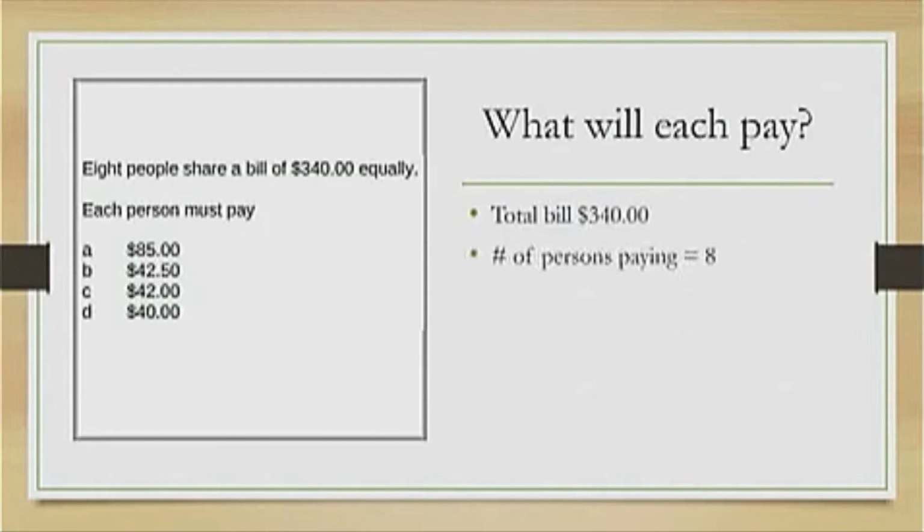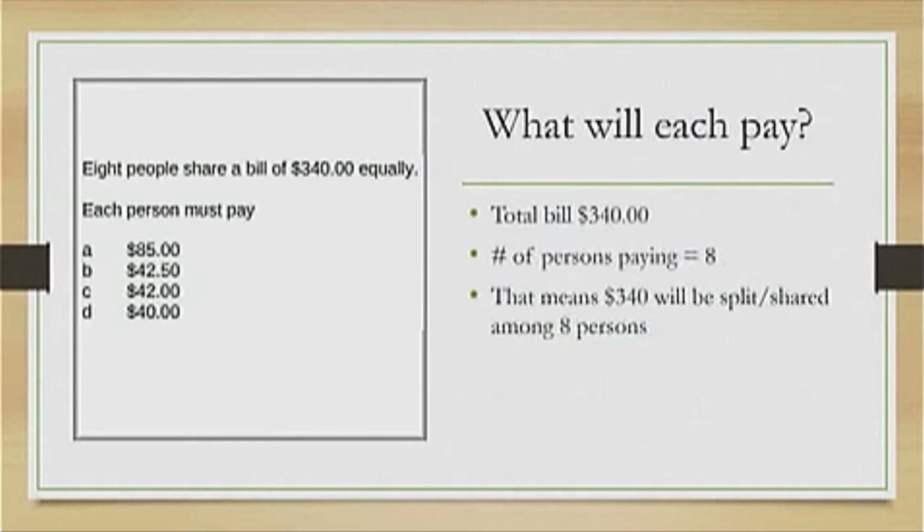So it's pretty simple after that. We know divide, or pretty much we're splitting the bill 8 ways. So we're dividing 340 by 8, which gives us $42.50. Each person will cover their portion of $42.50 in order to cover the bill of $340.